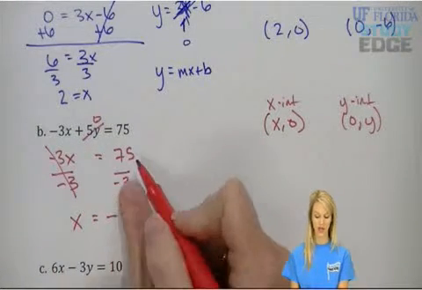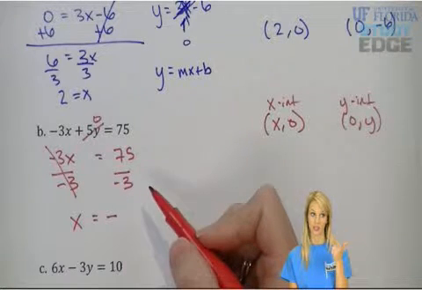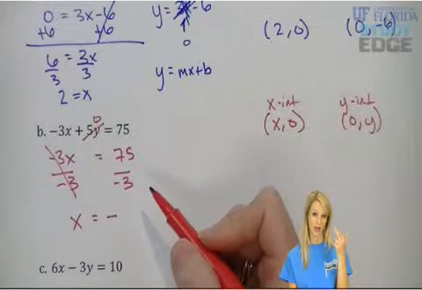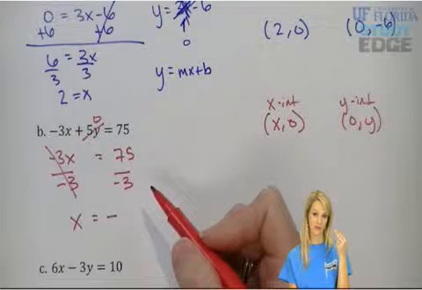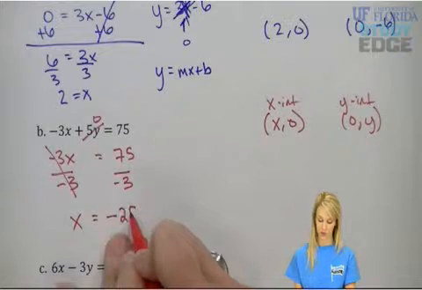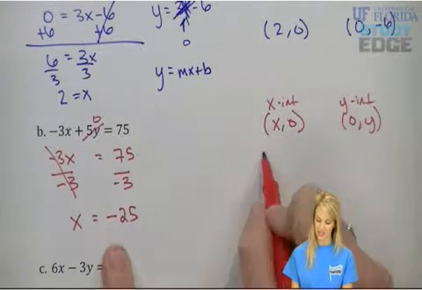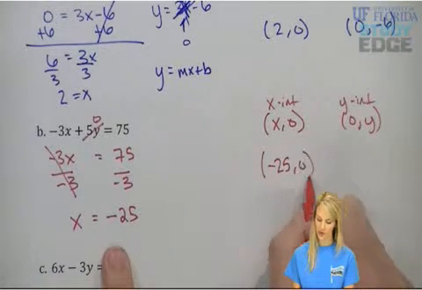How many times does 3 go into 25? 25, 50, 75. If I go in increments of 25, how many 25s do I have in there? 3. 3 goes into 75, 25 times. I've got my value. My x-intercept is the point negative 25, comma 0.